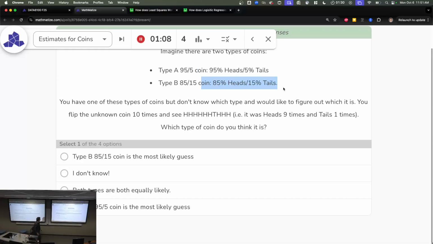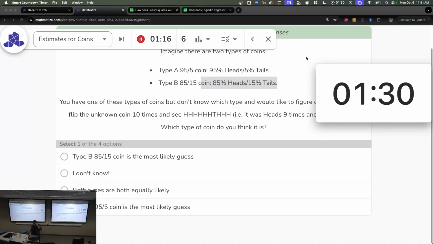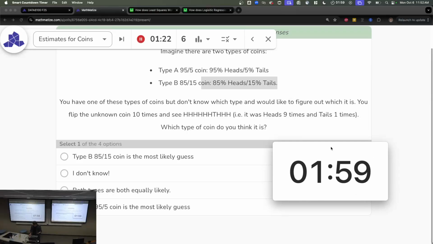Again, you can say they're equally likely, type A is better, type B is better, or you can say you don't know. So I'll let you think about this one. This is much harder than before because we didn't already do the answer in the class. So let me give you 2 minutes. You might need a calculator or something to puzzle this one out. Which one is more likely? Okay, I'll let you think.